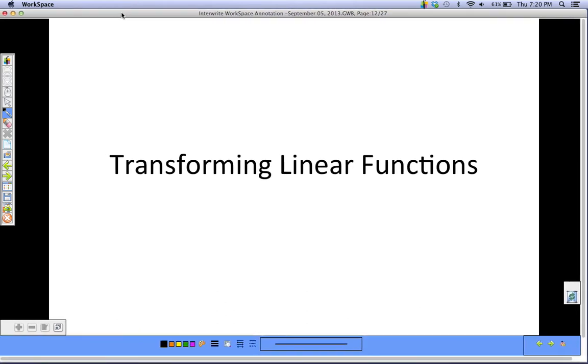All right, transforming linear functions. This lesson is going to be kind of the building blocks for the rest of the unit. We're going to talk about a very important translation equation that turns out to be the same for all of our functions. So, here we go.